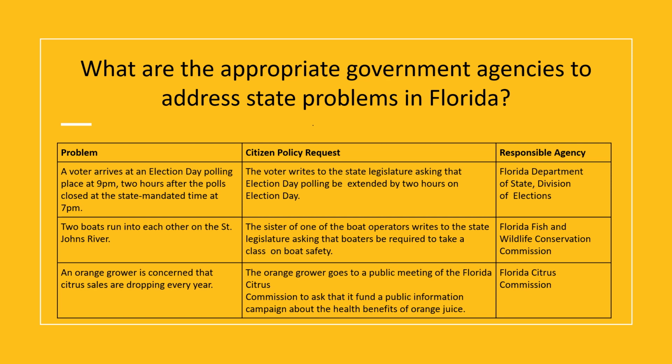Let's look at some agencies that address state problems in Florida. Here we have on the left 3 different problems, what a citizen might request as a policy change, and then who the responsible agency might be. Here's a problem. A voter arrives at an election day polling place at 9 p.m., 2 hours after the polls closed at the state mandated time of 7 p.m.